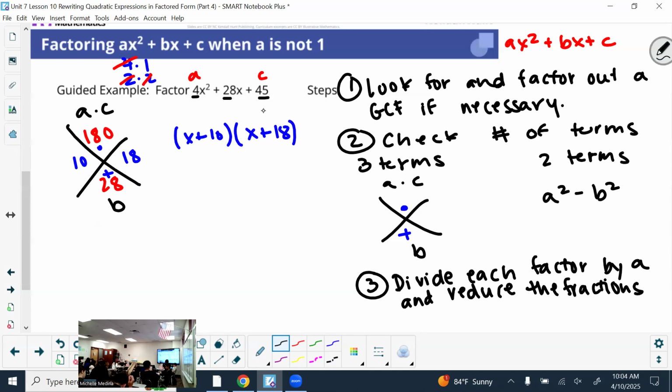It was 4. Right, that was my a times c, 4 times 45. 4 was my a. Sometimes they call it slide and divide. So originally they slid it over, they multiplied it by c. Well, in a later step, you have to divide it from your factors. You have to reduce the fractions, which I understand can be hard sometimes.